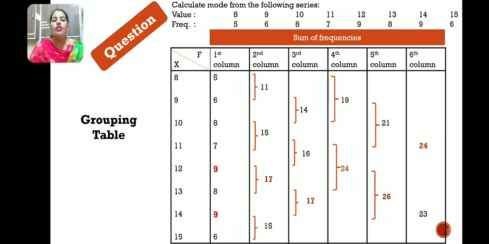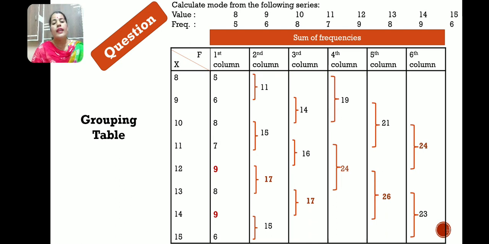Then in the sixth column of frequency, we have to add 3, but we have to leave the first 2 frequencies. Okay, so the first two are 5 and 6. I'm leaving that, and then I'm adding 8, 7 and 9. The total is 24. And then 8, 9 and 6. The total is 23. So the highest one is 24. So I have highlighted that with red color.